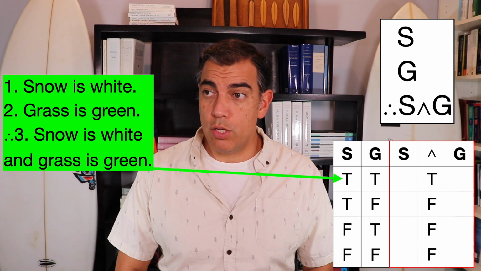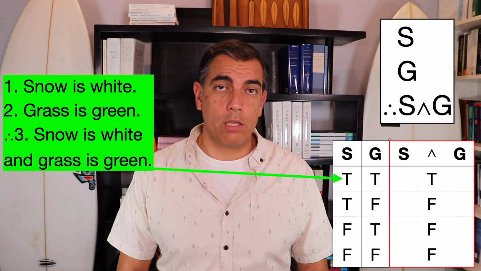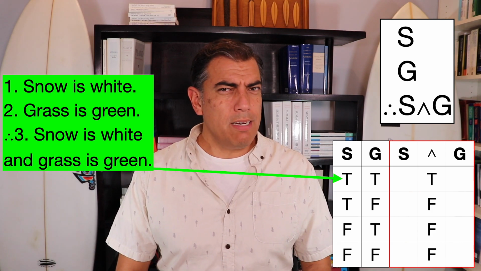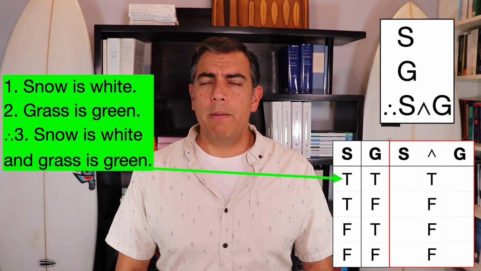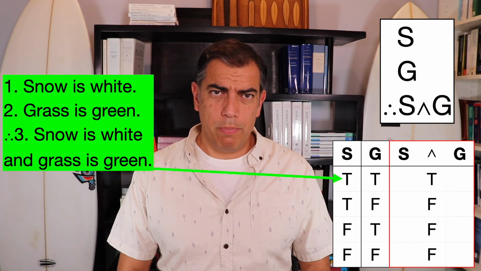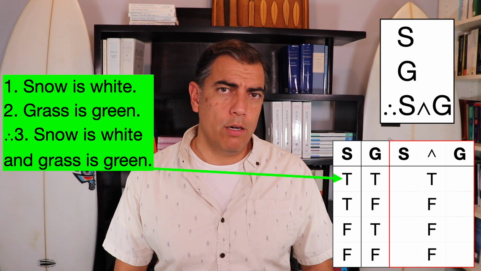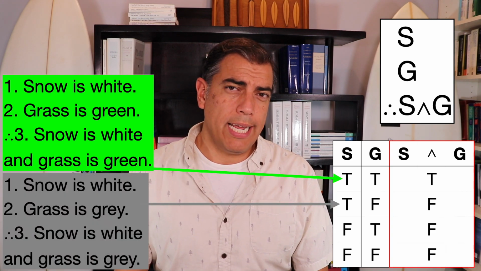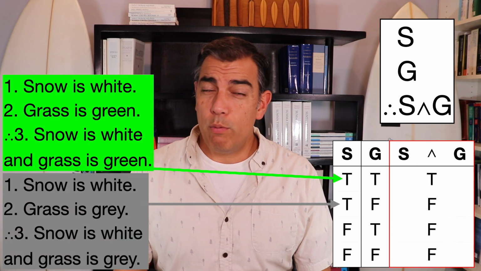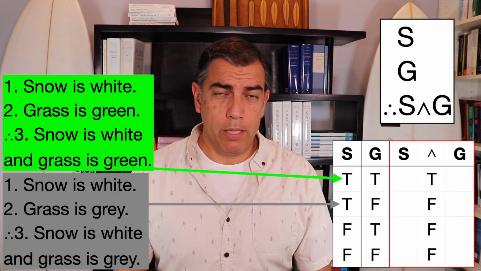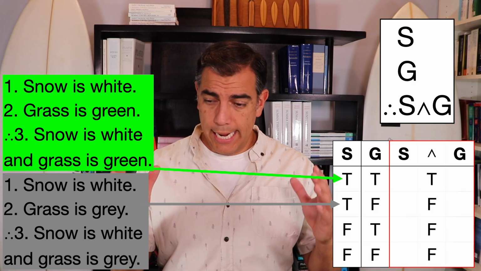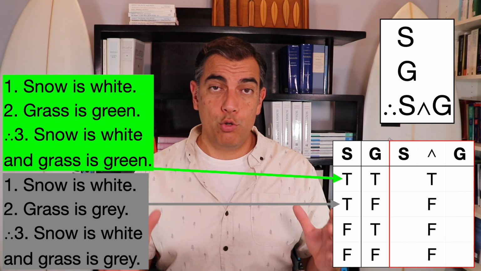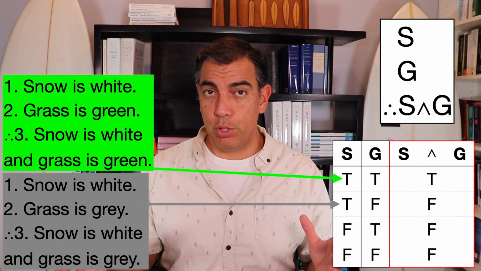Well, are there any places where the premises are true and the conclusion is false? No. But does that prove our conclusion? We might be tempted to say yes, but that's probably because we already know that snow is white and grass is green. If I switch that around to being snow is white and grass is gray, now we know that the G is false. But notice we have the same structure here, right? It's still the case that we never have true premises and a false conclusion.